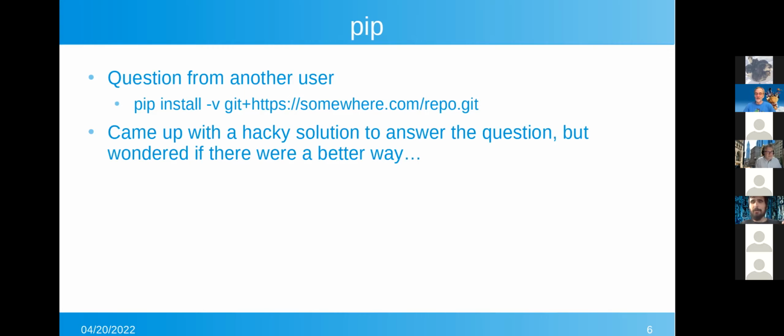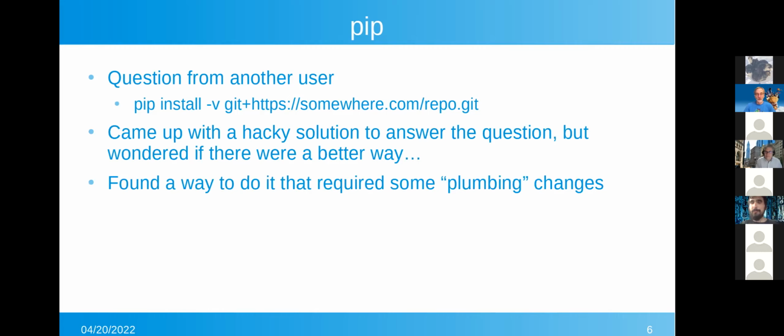Is there a better way to do this? As it turned out, there was, but it required some kind of plumbing changes. I called them that here. Basically, the verbosity needs to be passed all the way down to where you call the git command. And they were just saying, oh, we'll always do git clone or whatever version control software. It'll always be quiet. So I had to figure out, how do we get that verbosity information down there?